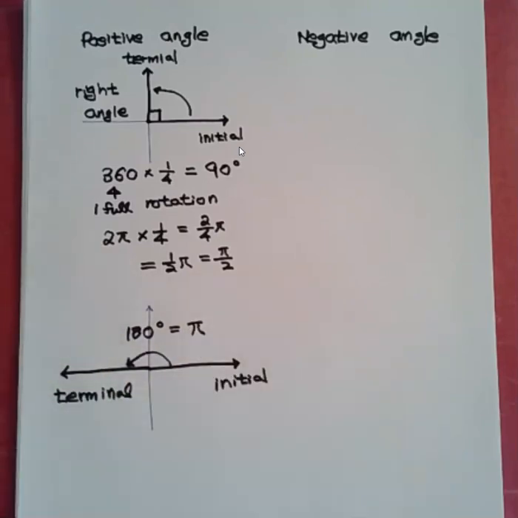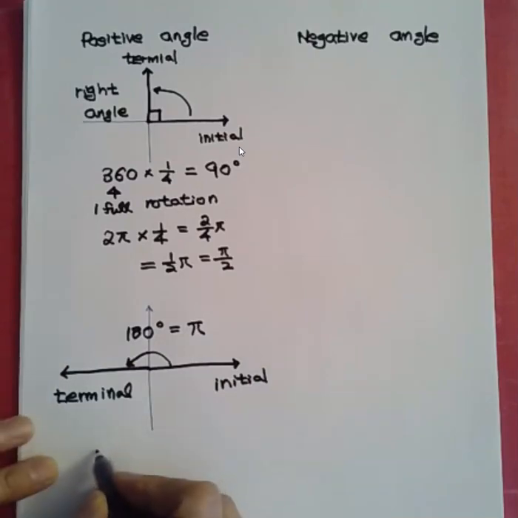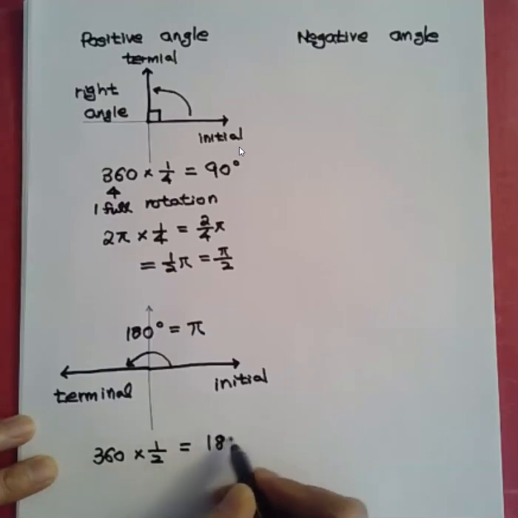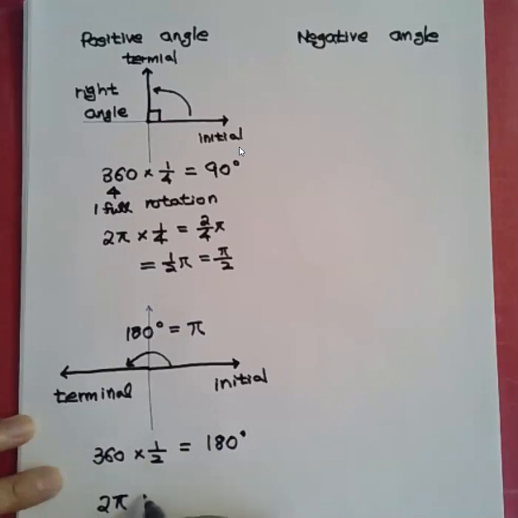Or you can just say that that is the half turn of one full turn. Therefore, that is 180 degrees. Or one full turn was denoted by 2 pi. We made only a half turn. Therefore, that is pi.